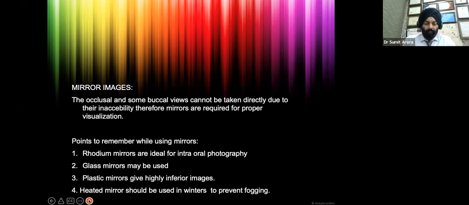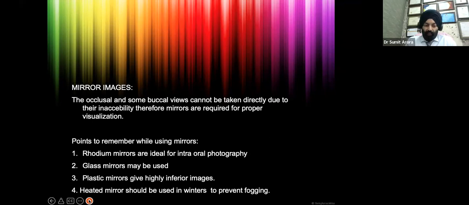Now, for clicking the full arch photograph, we need mirrors. There are different kinds of mirrors available in the market. The best one is rhodium because it gives very clear pics. Also, there is no fogging of the mirror, because when we click the arch photograph, the patient breathes and the fog will accumulate over the mirror.